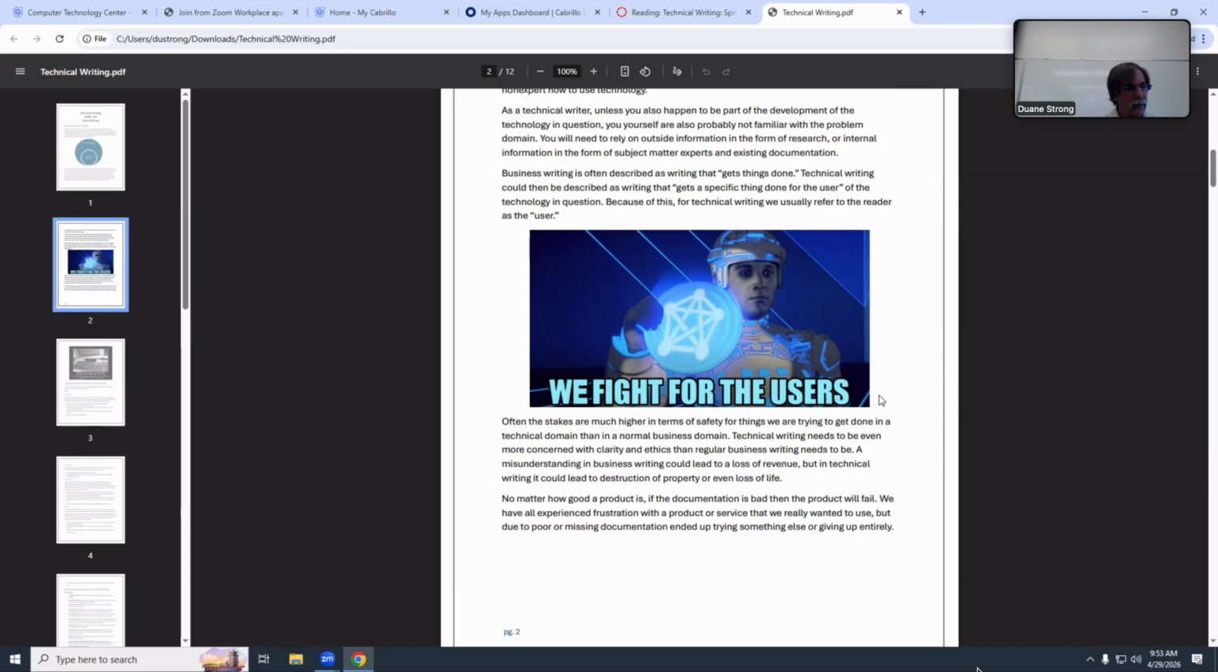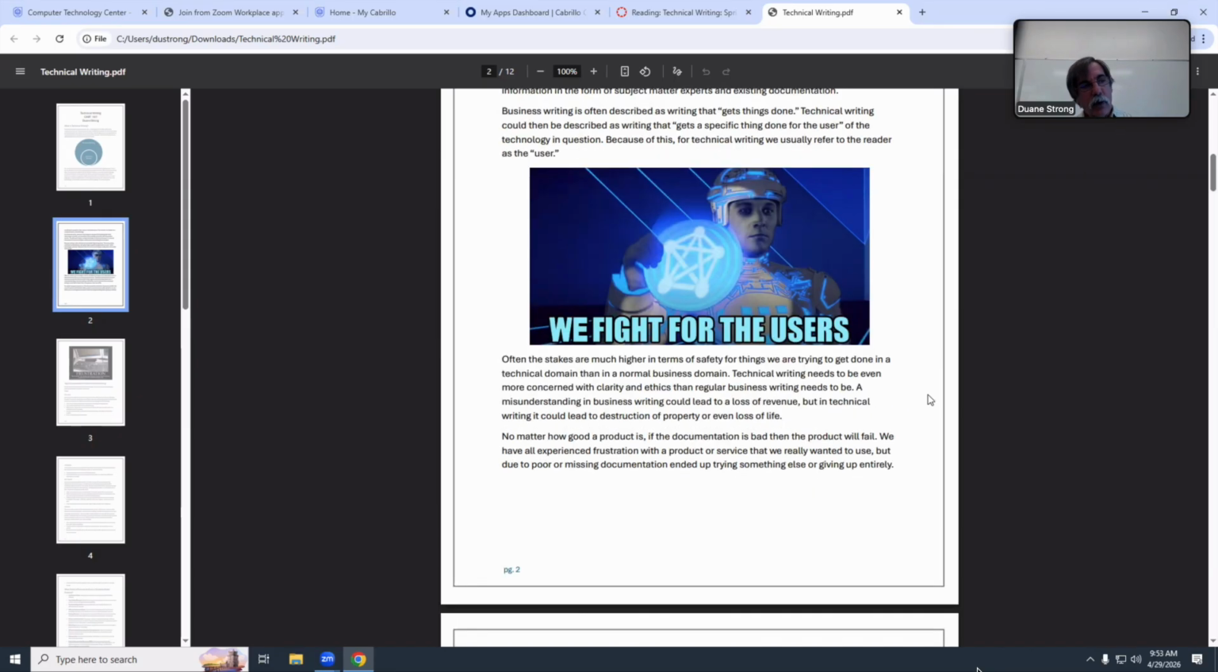Another thing about technical writing versus normal business writing is often the stakes are much higher in terms of safety for things we're trying to get done in this technical domain than a normal business domain. So you really need to be even more concerned with clarity and ethics, even more so than in your normal business writing. So yes, it's always important, but a mistake in business writing is bad, sure, but what's going to happen is maybe you'll lose an account, maybe you lose some money, something like that. But in the technical domain, a mistake can cause damage or maybe even the loss of life.